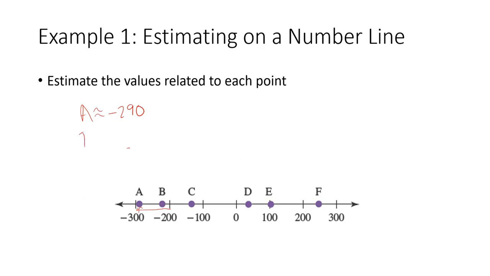For B, we are a bit close to negative 200, but on the left of negative 200. So here, these are numbers that are smaller than negative 200. So this is about negative 220. Remember that more negative values are over here, positive values are over here. For C, we could say this is about equal to negative 140. It's not in the middle, but it's pretty close.